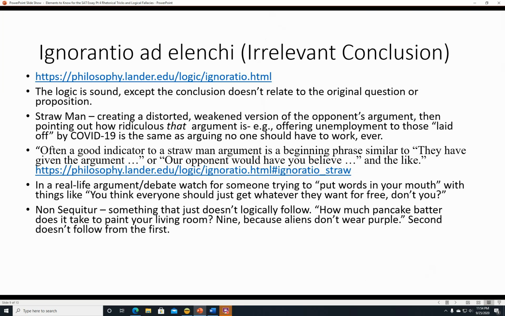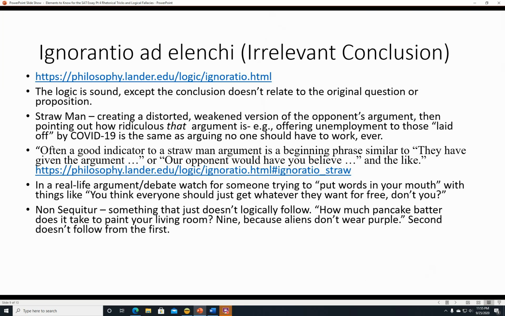And as I was starting to say before, that itself is a weaker version of a complete ignoratio thing, where you're just using a red herring, where you make something up out of whole cloth, so to speak, where you're just putting words in someone's mouth and you ignore the argument that the person actually made. So anyway, often a good indicator of a straw man argument is a beginning phrase similar to, they have given the argument, or our opponent would have you believe. You hear that all the time in politics. As soon as you hear that, your BS detector should be pegging, should be screaming at you, wee, wee, wee, wee, wee.